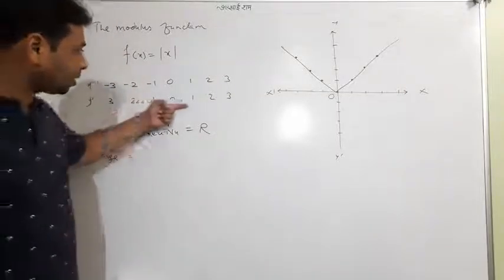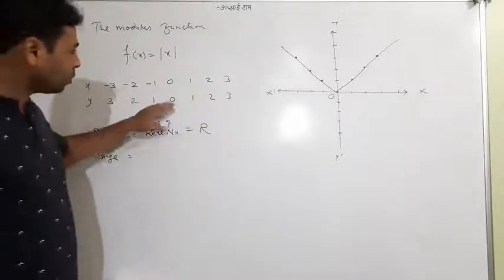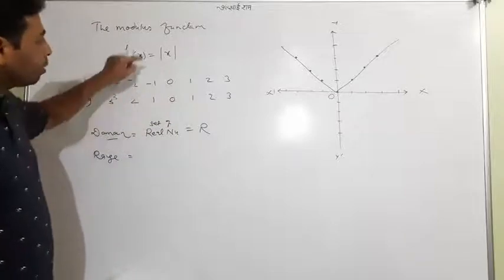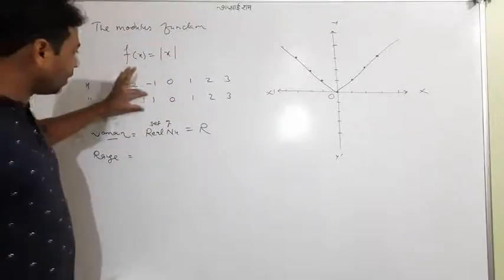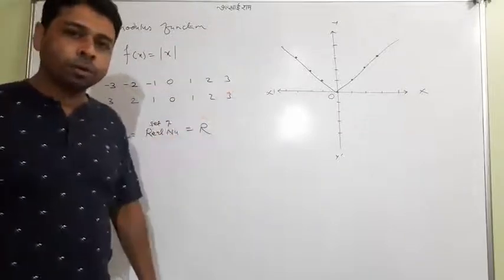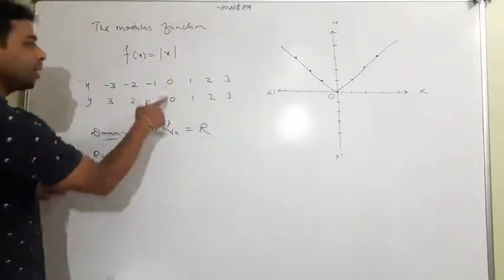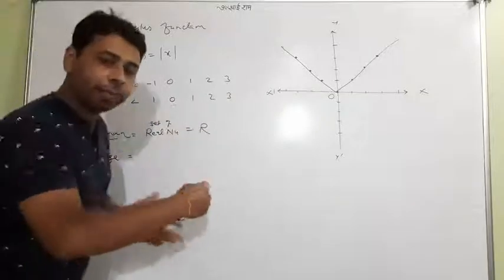And what about the range? Look at the range, it's very important. The range is what? Not negative values, because in the modulus function, values of y are never negative. One of the easiest ever, I would say that it is 0 onward, the positive side.